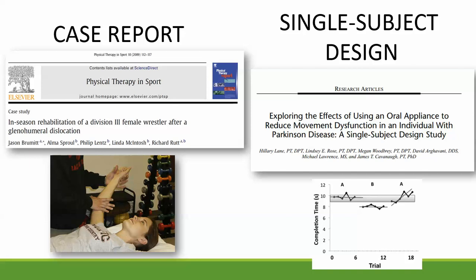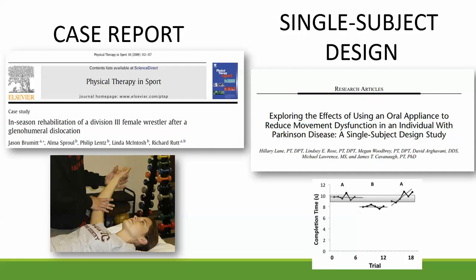Here are a couple titles to illustrate differences between a case report and a single subject design. The case report there is one of the ones that I published, looking at an in-season rehabilitation program for a Division III female wrestler after a glenohumeral dislocation. So this case report was unique because it focused on a female wrestler, a sport which has a lower percentage of individuals of the female gender participating in it, and then detailing her rehabilitation program, allowing her to return to sport and compete in the national championships.